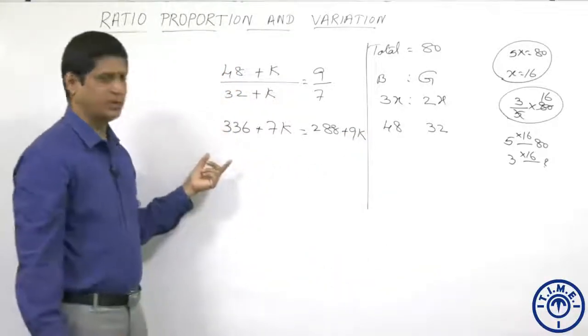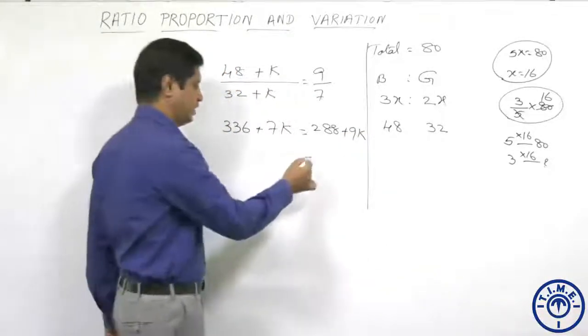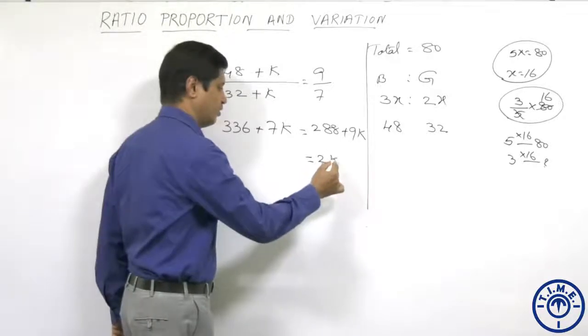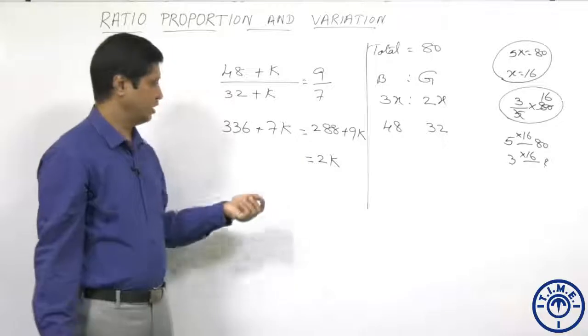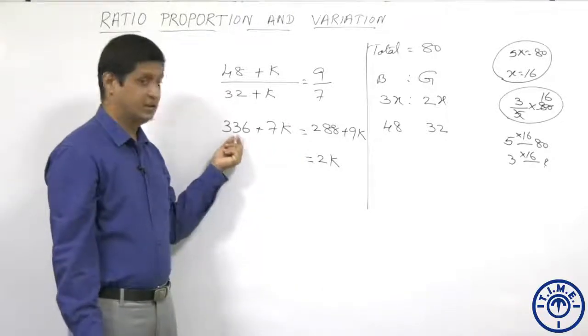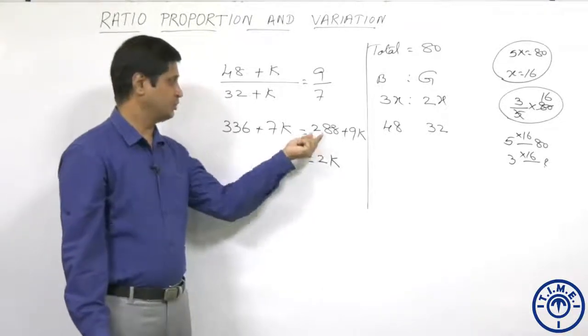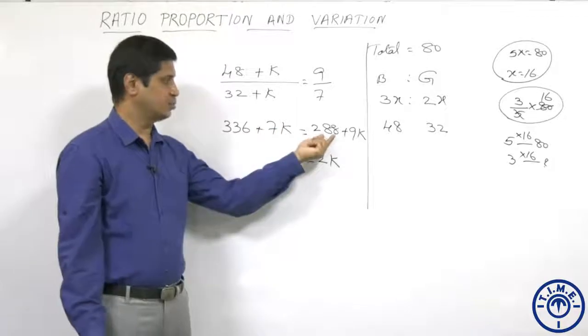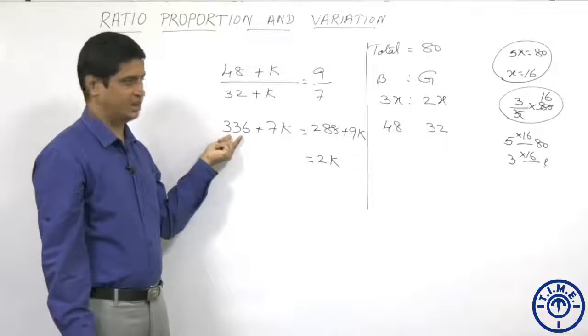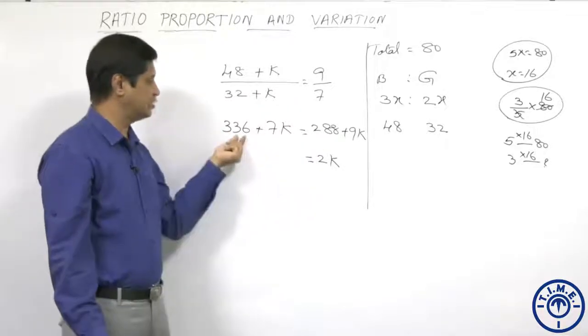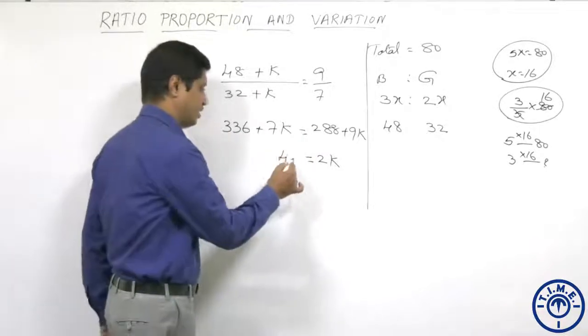Now, by taking variables on one side and numbers on the other side, we get the k value. What is the value of k? Now, 9k minus 7k is 2k. Now, what is the difference of these two numbers? If you observe these two numbers, 288 is 12 less than 300. 336 is 36 more than 300. Now, when 12 is added to this 36, it results in 48.